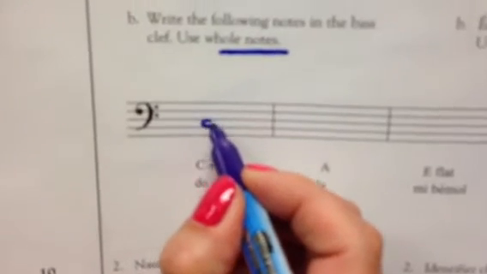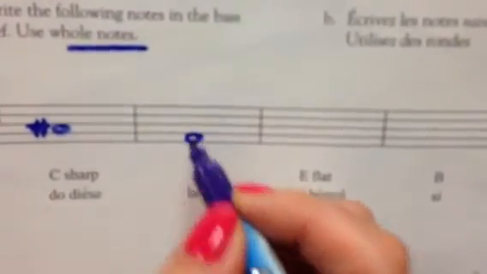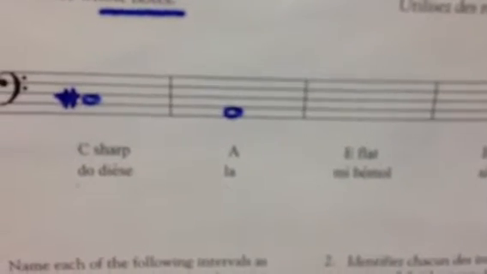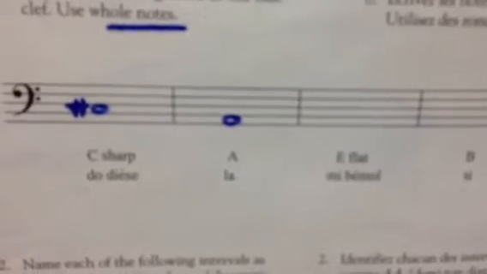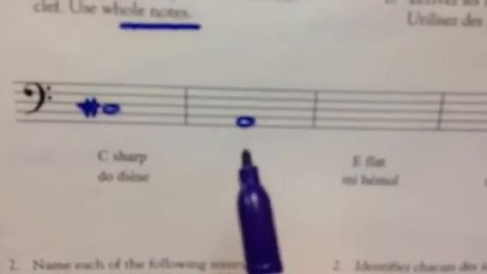Another type of example you could get, okay, write the following notes in the bass clef. Use whole notes, and usually they will use whole notes. So again, bass clef, C sharp. So we're going to write the note in, okay, C sharp, okay, A, so in the bass clef. All right, so make sure it's also very clearly on the line or space you're writing it in, because the adjudicators or the examiners that are going to be marking your papers, they're not going to take the time to think what you may have meant. So make sure it's very clear when you're writing.